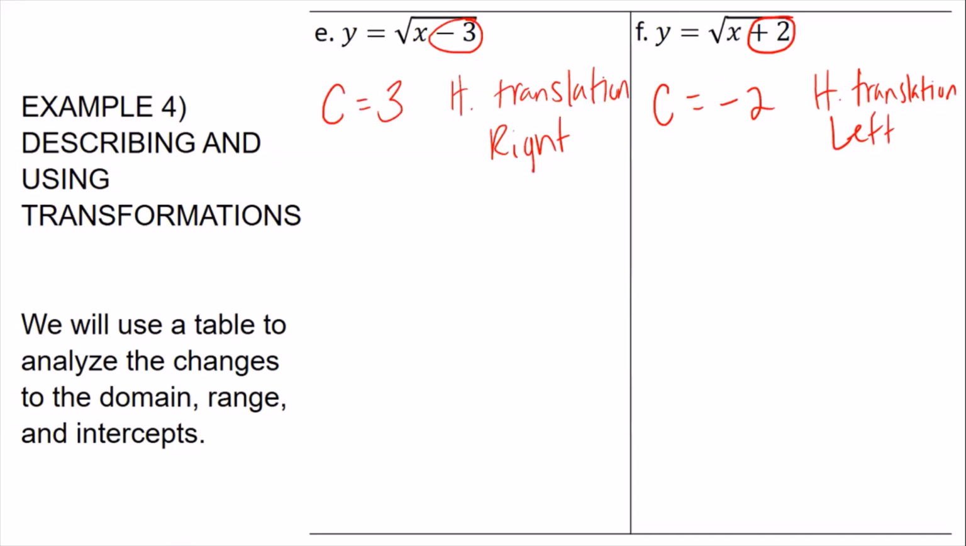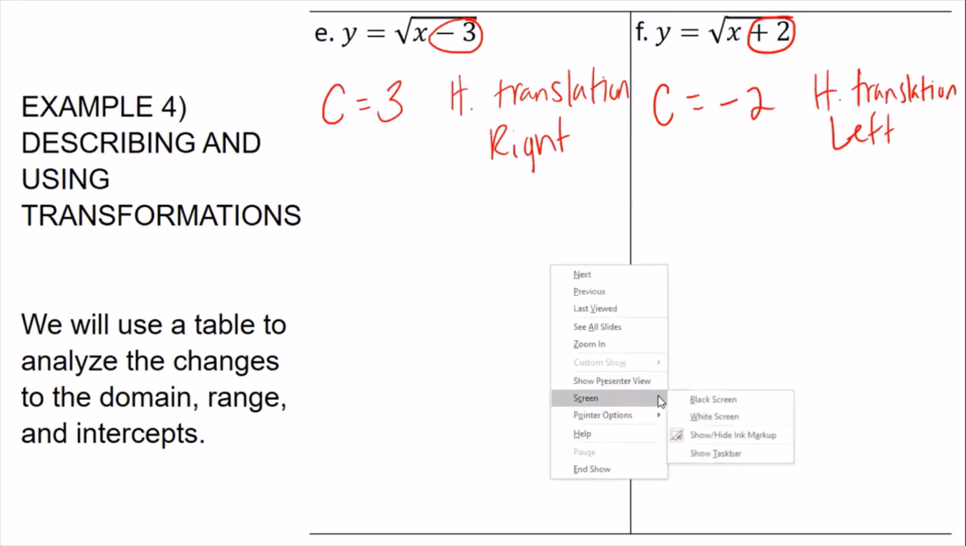How do you feel about describing horizontal translations? Easy enough? All right, now we're going to analyze the graph. So we're going to analyze their domain, their range, and their intercept, okay? Because we're horizontally moving, which one is going to change, our domain or our range? Our domain, because that's our horizontal, right? Our x values are changing. So let's go look at that.